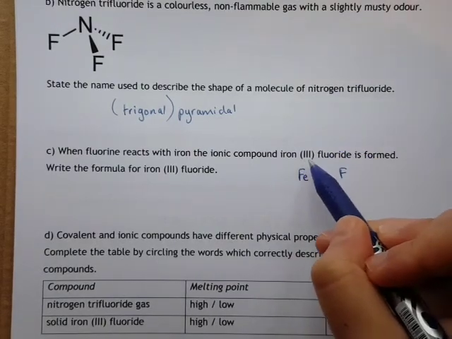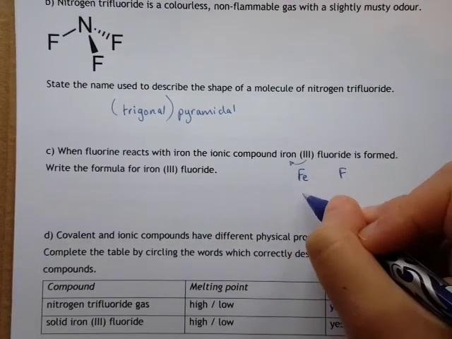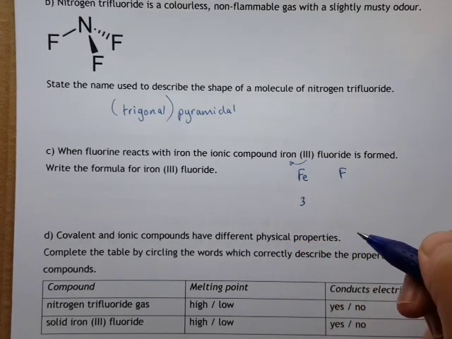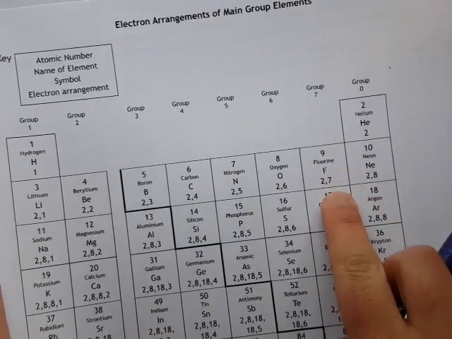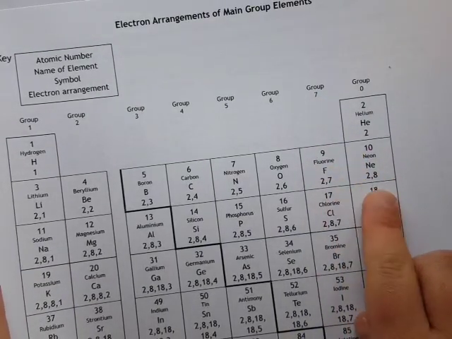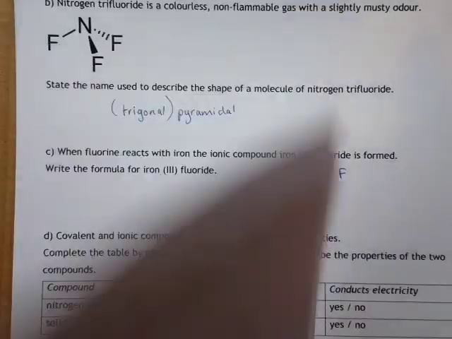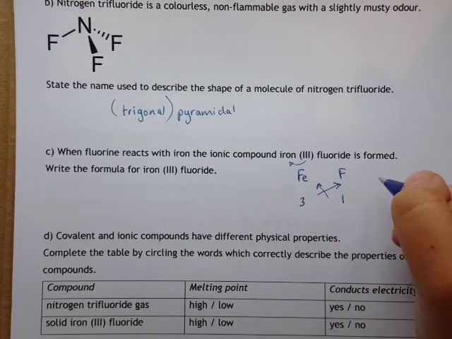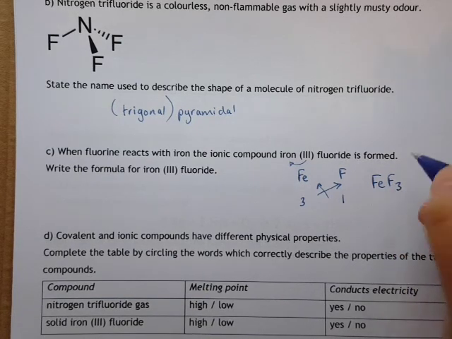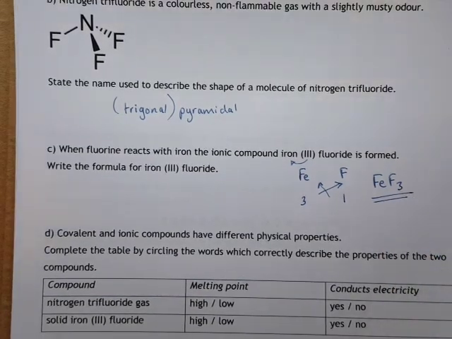Now, we've got Roman numerals in this name. They apply to the iron, so that tells us that iron has a valency of 3. And fluorine, you would need to look at, so fluorine is in group 7, meaning it needs to get one more electron to get a full outer shell, so it has a valency of 1. Crossing our numbers over, we get FeF3. Okay, so again, I might put a wee link to some videos which will help you to do a little bit more practice of writing formulas if you weren't getting that.